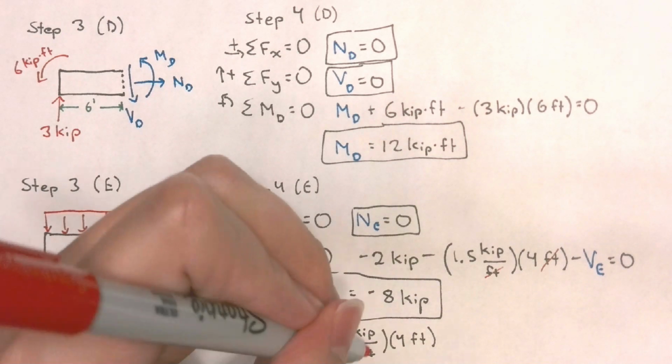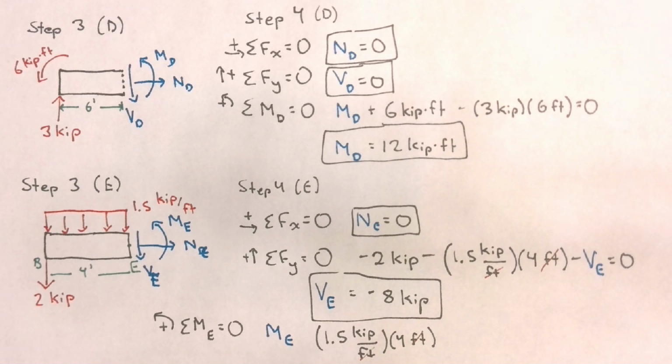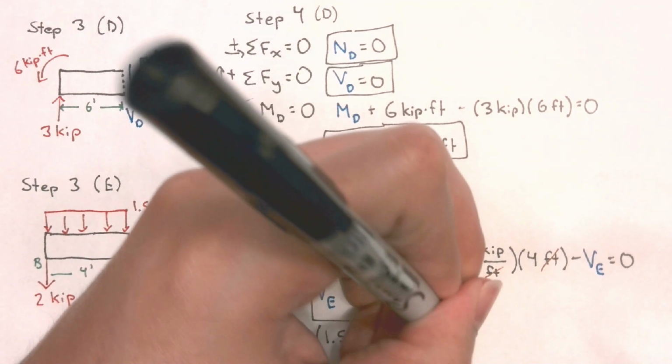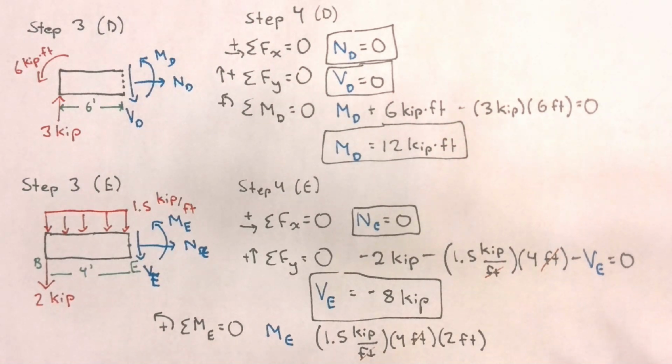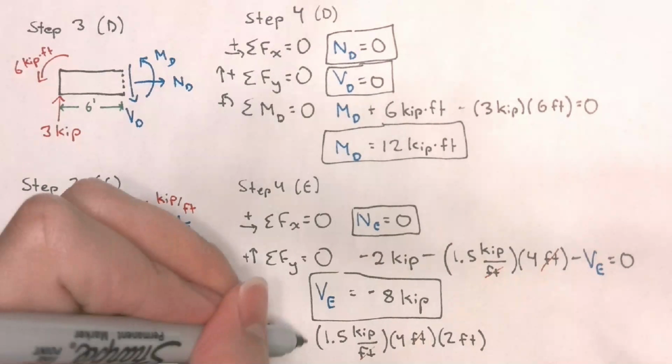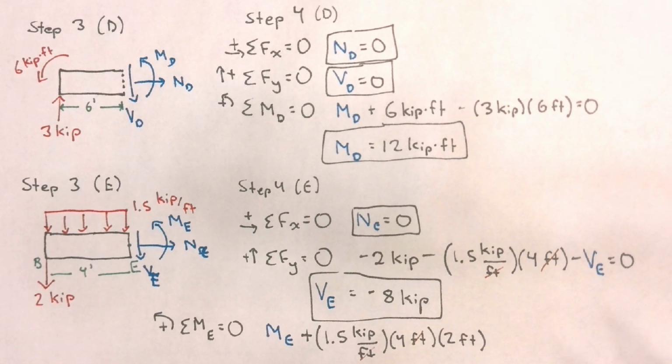Feet cancels out with feet, but this still leaves us with only a kip value. The distance from point E to the centroid can be found by first locating the centroid of this distribution. This is a rectangular distribution, so the centroid will be at the center of that distribution, and the distance from this point to the centroid will be equal to half of 4 feet, or just 2 feet. Moment will be counterclockwise, so I'm going to assign it a positive value.